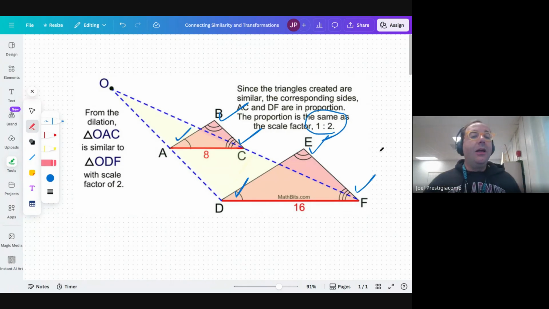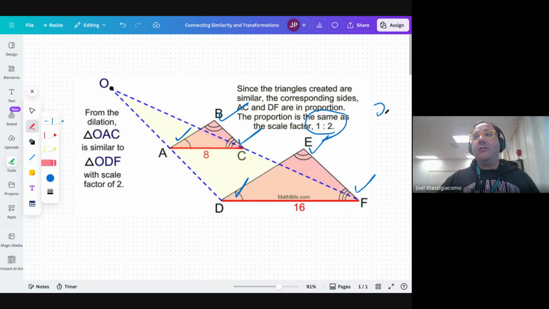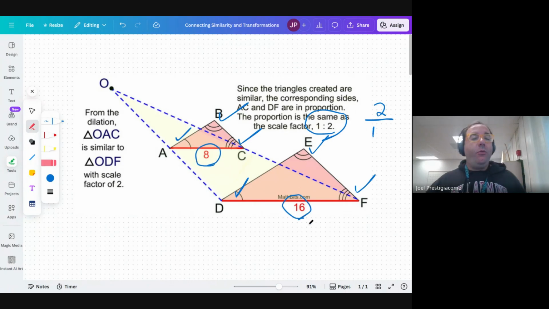and all of the side lengths have to be in proportion to that dilation based on the scale factor. So in this case, they tell us here the scale factor is 1 to 2, meaning that the original would be a size 1, and the new one would be a size 2. So we would call this a scale factor of 2. Think of this as 2 divided by 1. Right? That's kind of what it is. We multiply by 2. So when we see a side length of 8, the end result will be 16.